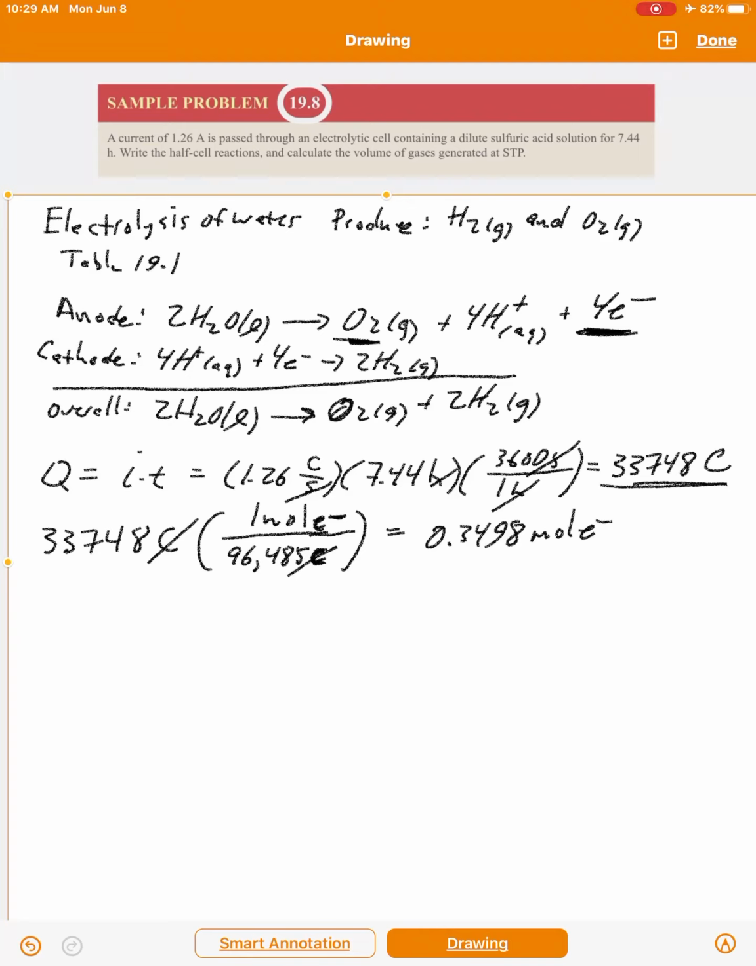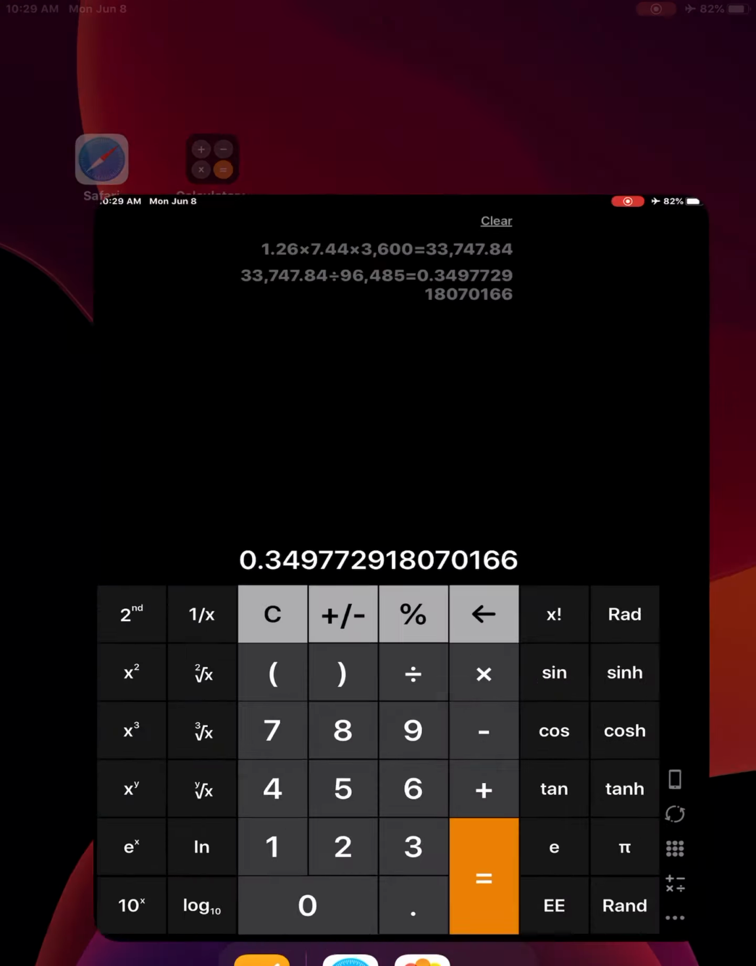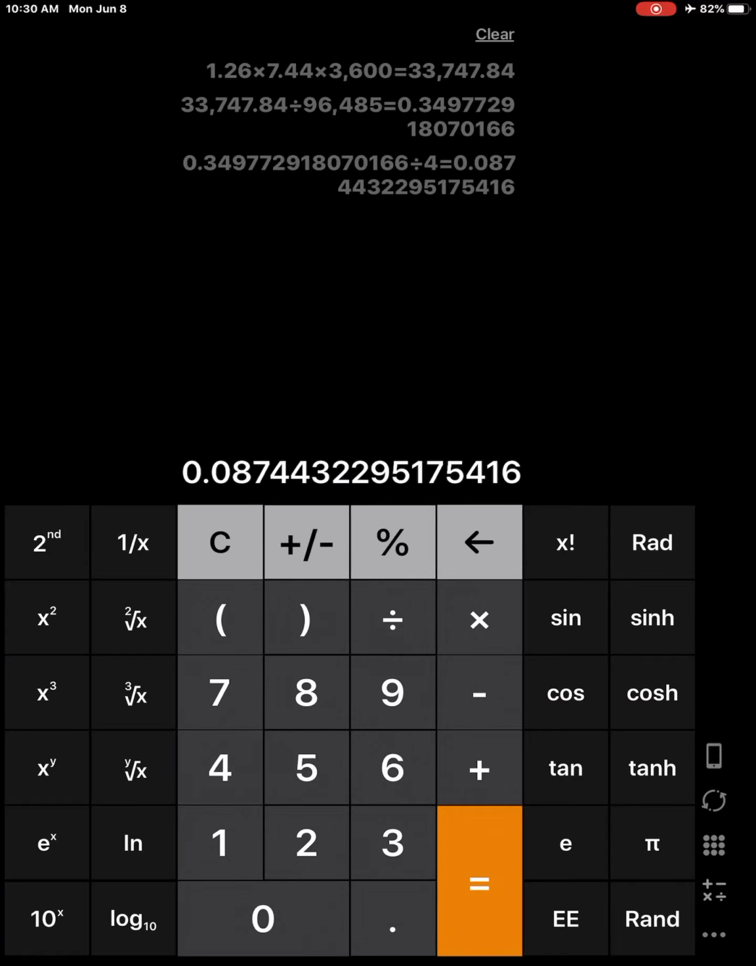Now we can use this relationship here. It's 1 to 4. So 0.3498 moles of electrons, and it's 1 mole of oxygen for every 4 moles of electrons. So you need a lot of electrical current to produce oxygen gas here. So we're going to divide it by 4, and you get 0.08744.